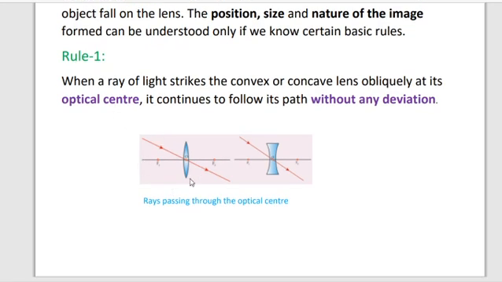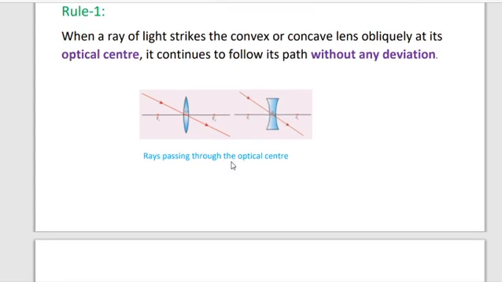Rule number 1, see the diagram. When a ray of light strikes the convex or concave lens obliquely, that means indirectly, at its optical center, it continues to follow its path without any deviation. After the optical center, it goes to the other transparent side without deviation. Same rule for the two lenses.